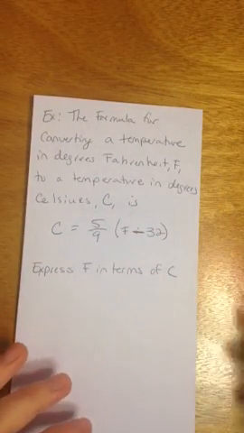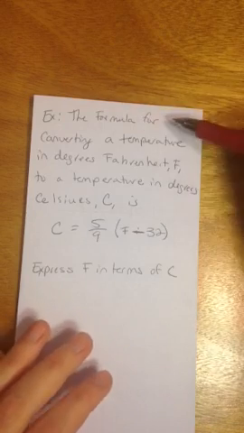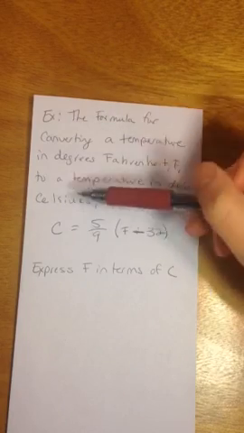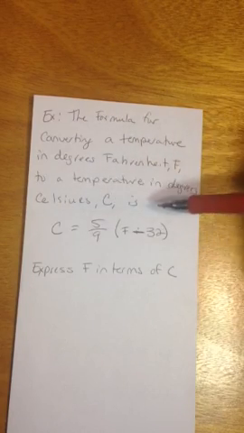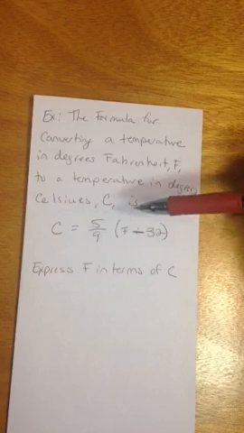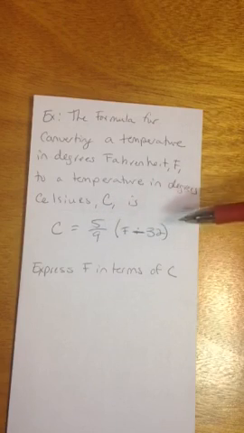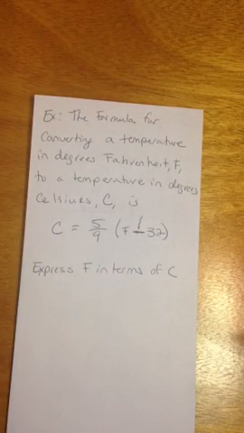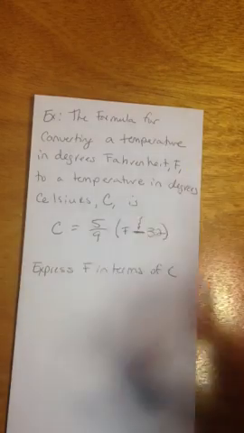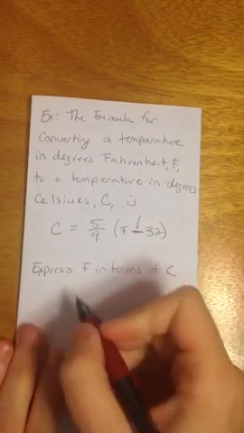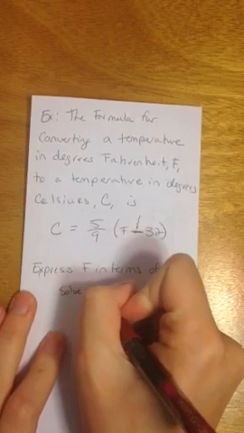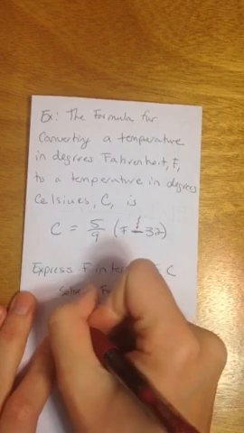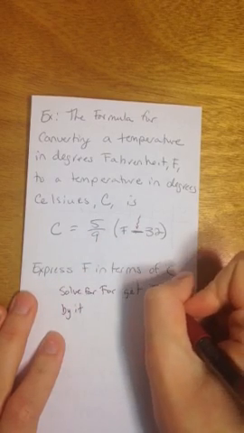Now this one is interesting. The formula for converting a temperature in degrees Fahrenheit, F, we all know that F stands for Fahrenheit, to temperature in degrees Celsius, C, is C equals 5/9 times the quantity F minus 32. So ignore that little dot there, it's just a minus. My question is asking me to express F in terms of C. What that means is I need to solve for F, or get F by itself. I'm sorry, F in this case, not x.